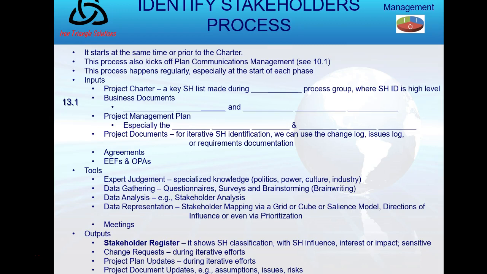Okay? And then we could have agreements, like the contract, service level agreements, master service agreements, MSAs, and EEFs and OPAs. More on those on page 510. So then moving to tools. I don't really have much at this point, because I'm still in the initiating process group, but I do have expert judgment.